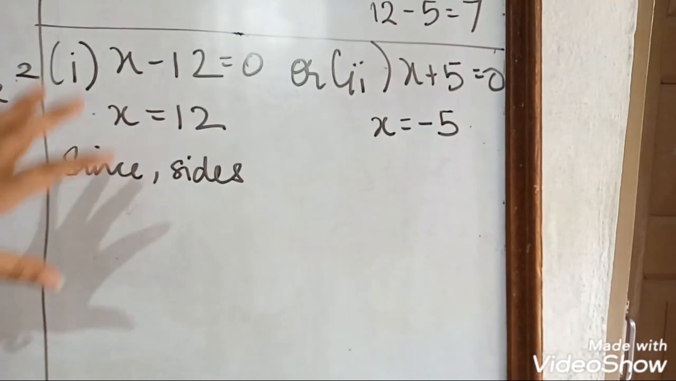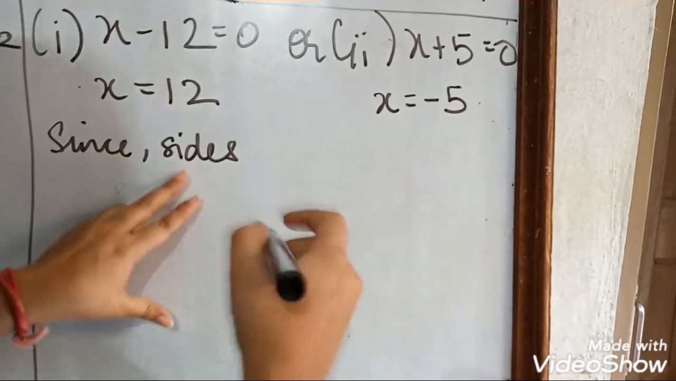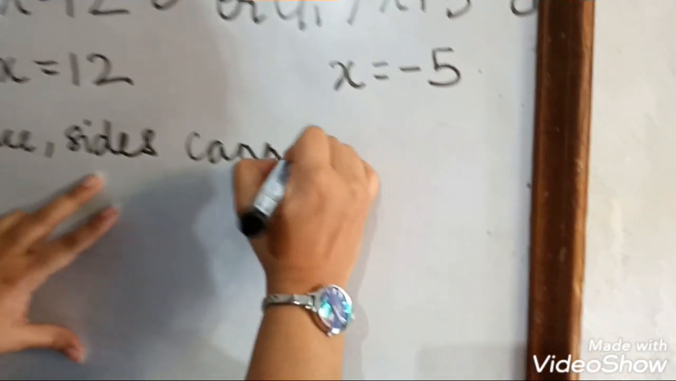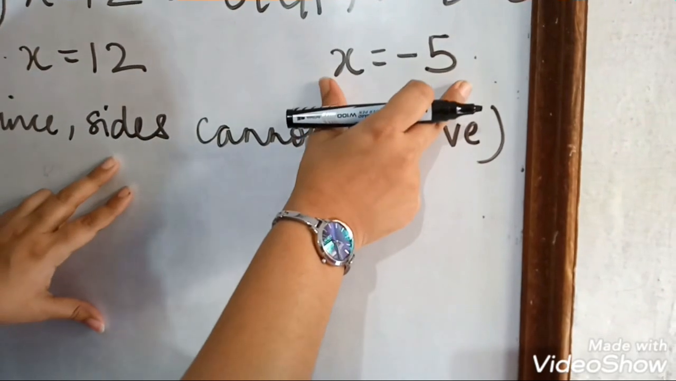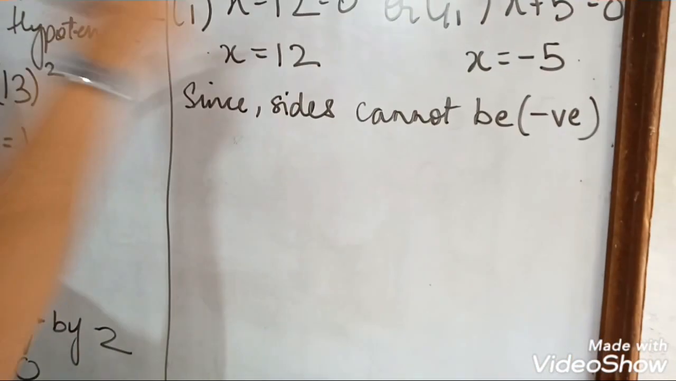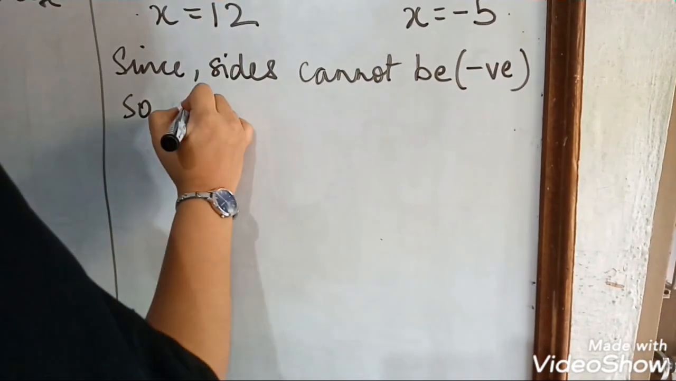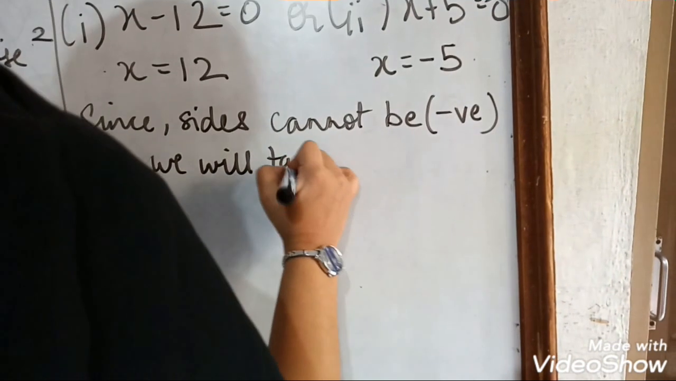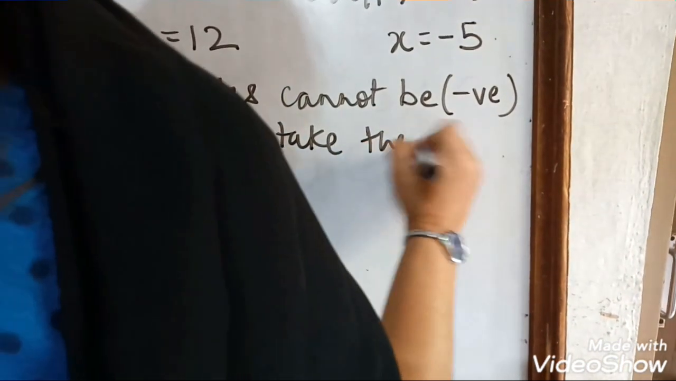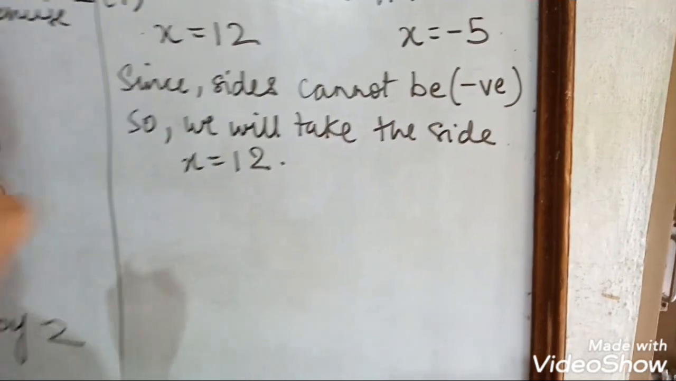Now children, the measurement of any side cannot be negative. So we will write over here, since sides cannot be negative. So what are we going to do if the sides cannot be negative? We are going to take the positive root. Since the sides cannot be negative, we will take the side x equals 12.